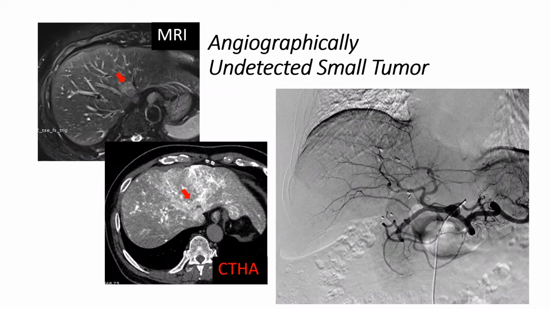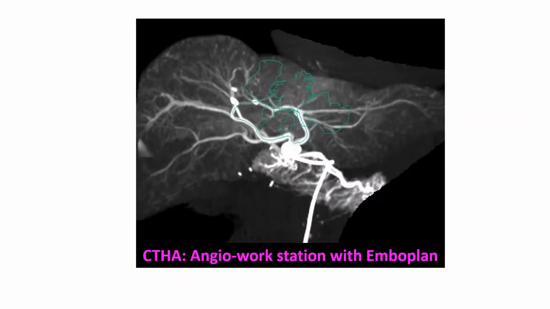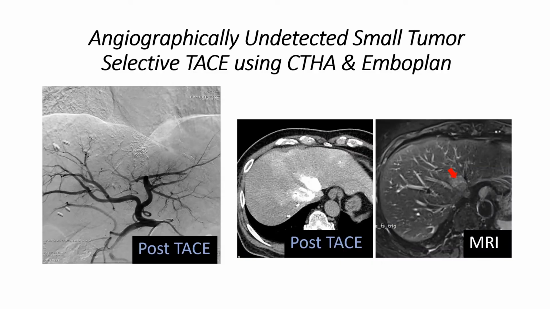CTHA is very helpful for angiographically undetected small tumors. Identifying the feeding artery on DSA is impossible in such cases. But with CTHA and EmboPlan, you can perform selective TACE of several feeding arteries successfully and effectively.